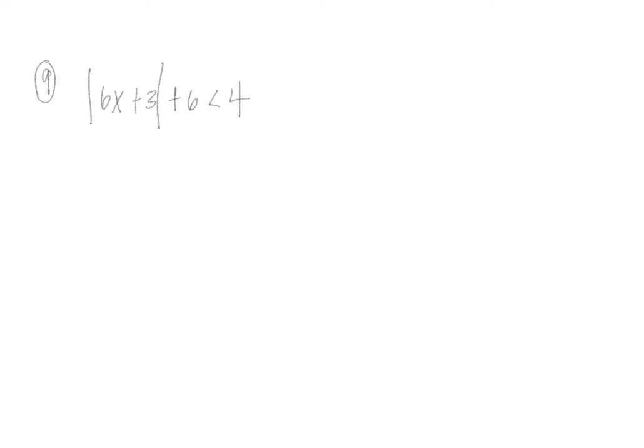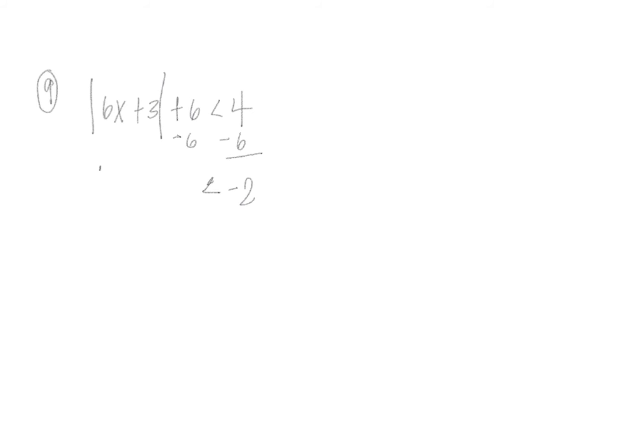Okay, so we've got the absolute value of 6x plus 3, plus 6, less than 4. Whenever you're solving this, we're dealing with two things: an absolute value and an inequality. Before I can solve for x, I have to isolate the absolute value. I'm going to subtract 6 from both sides to get negative 2, and I have the absolute value of 6x plus 3 is less than negative 2.